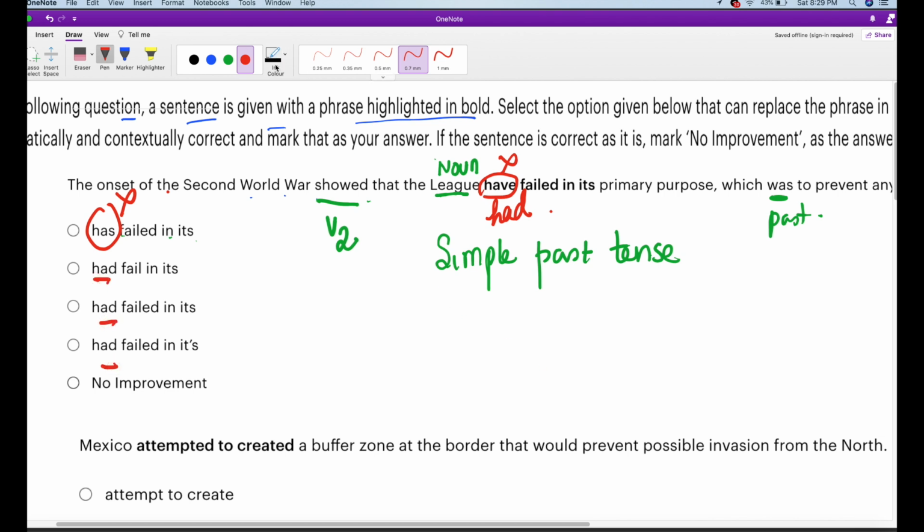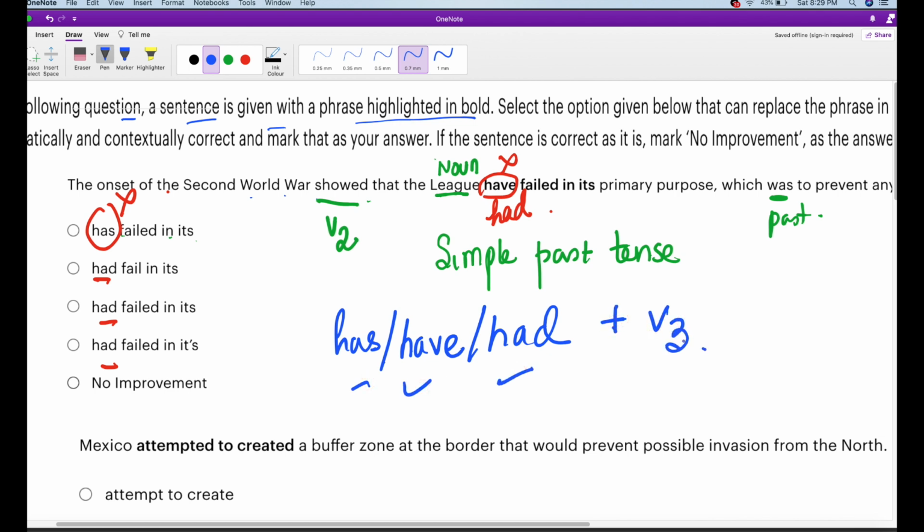Now the next thing is, please remember this rule: has, have or had. With these three, always V3 is used. That is, third form of the verb is used. Here in this one, you have first form of verb. So this is incorrect.